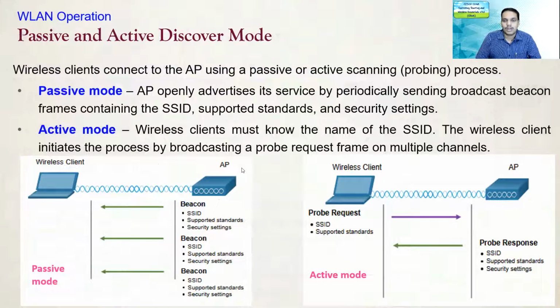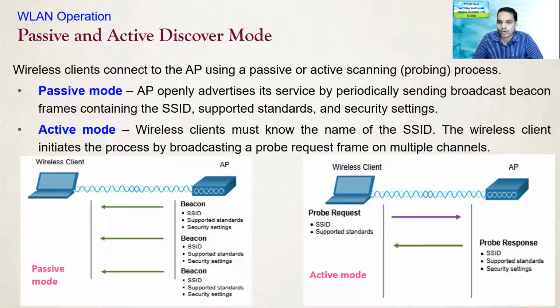Okay, so how does it discover? There are two modes once again. One is called passive mode and the other is called active mode. Wireless clients connect to the access point using either or both. Let us talk about the passive mode first. Here, the access point openly advertises its services by periodically sending broadcast beacon frames containing the SSID, supported standards, and security settings. This keeps on saying that I am the access point here. It keeps on sending these beacons.